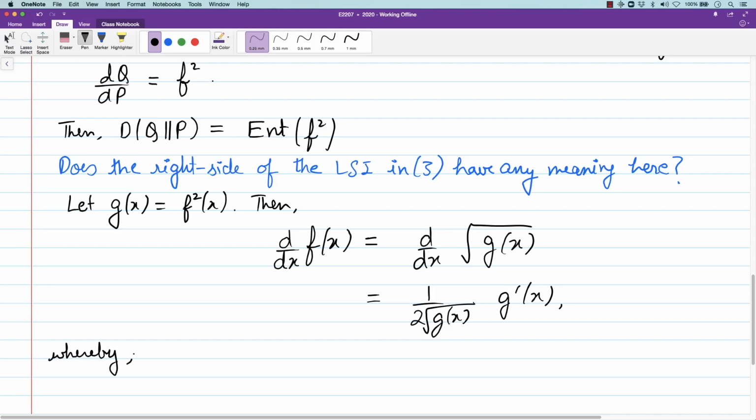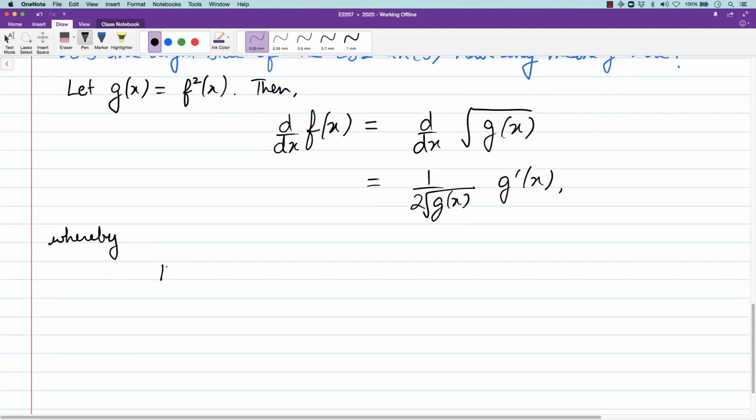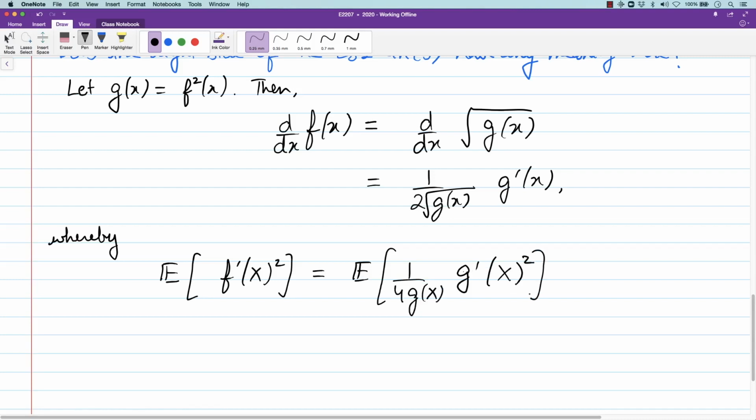And therefore the right side of LSI, which was the expected value of the derivative of f squared, with a factor of 2 that appears on the right side, is equal to the expected value of, taking this square, g prime of x squared, and we get 1 by 4 g of x. But this can also be written as 1 by 4 times the expected value of g of x times g prime of x squared by g of x squared, because I multiply and divide by g of x. So what is g prime by g of x whole square? Well, that's just the derivative of log of g of x, whole squared.